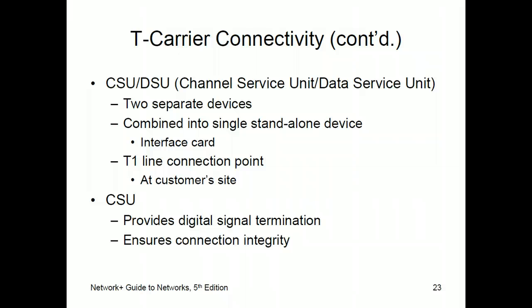There is also a CSU and a DSU, channel service unit and data service unit, two separate devices. These combined into a single standalone device. They have an interface card much like a NIC card, and most of them, since they use fiber, have a fiber NIC card built in. The T1 line location point is at the customer site, and most fiber is run underground. If new lines are run, they dig underground and place them in a PVC type of pipe. And then the CSU, the channel service unit, provides digital signal termination and ensures connection integrity.